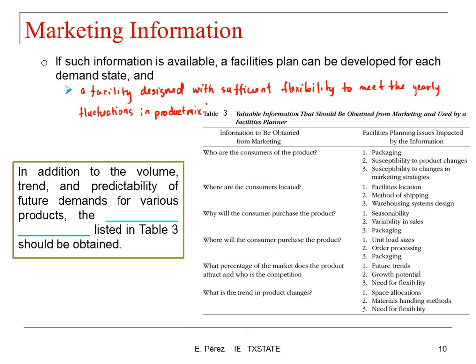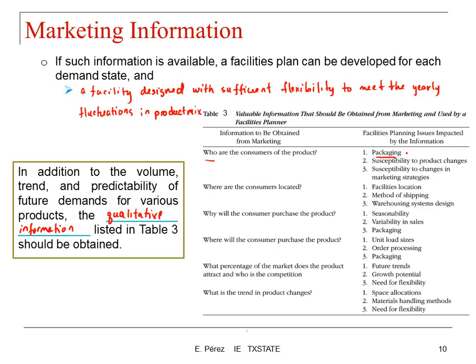In addition to the volume, trend, and predictability of future demand for various products, the qualitative information listed in table 3 should be obtained. So here we are asking some questions to the marketing people in the facility or in the company. So for example, who are the customers or consumers of the product? And that can impact different areas of the facility. Like packaging, we might be able to design a package for different types of consumers, susceptibility to product changes, and susceptibility to change in marketing strategies.